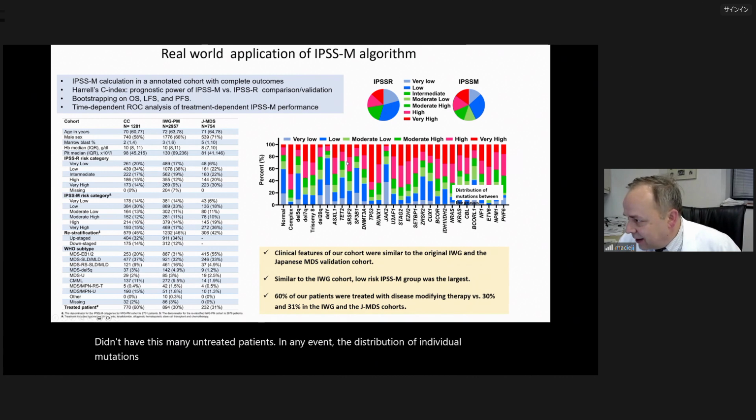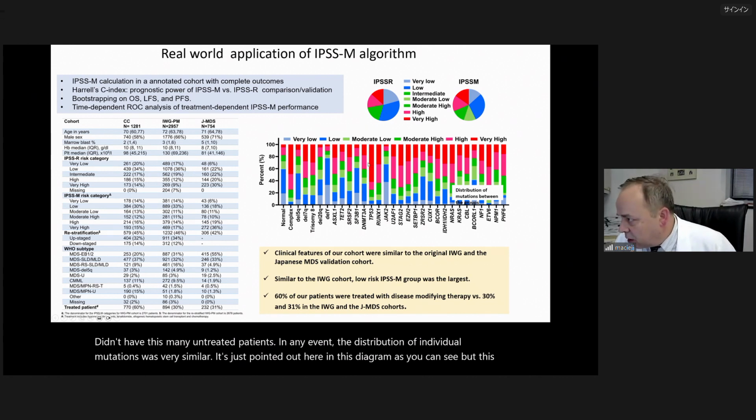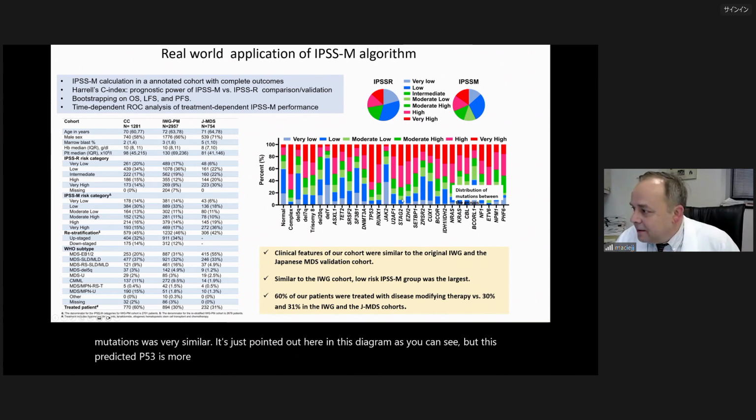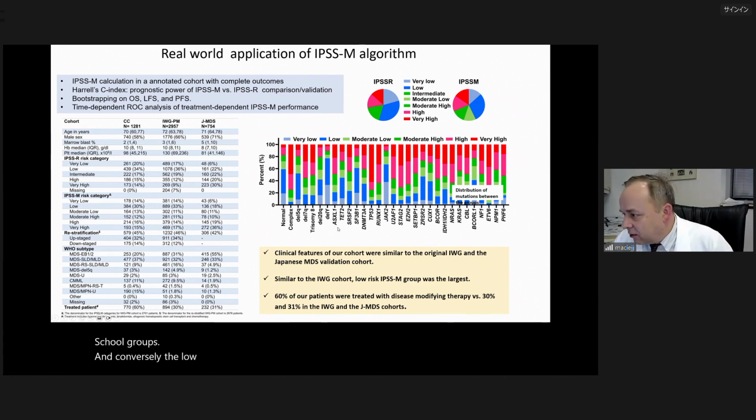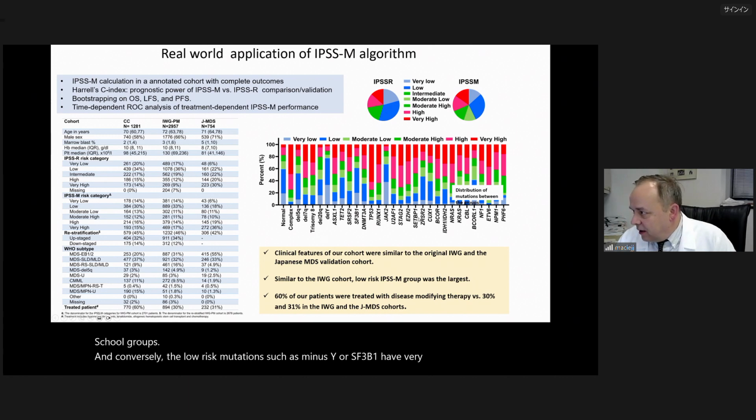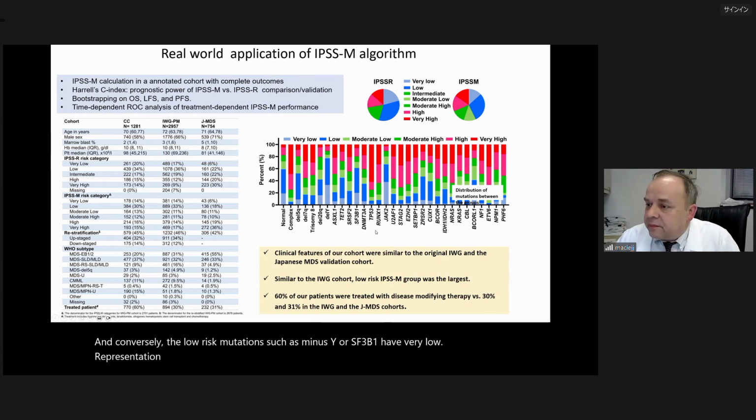It's just pointed out here in this diagram. As you can see, as predicted, P53 is more common in very high and high score groups, and conversely, the low-risk mutations such as -Y or SF3B1 have very low representation among very high-risk groups.